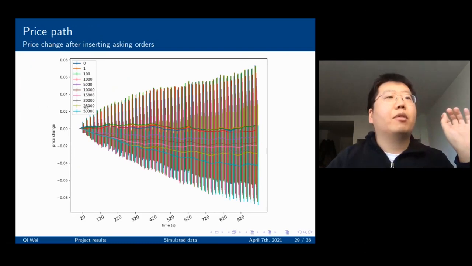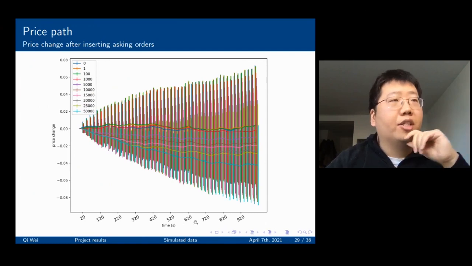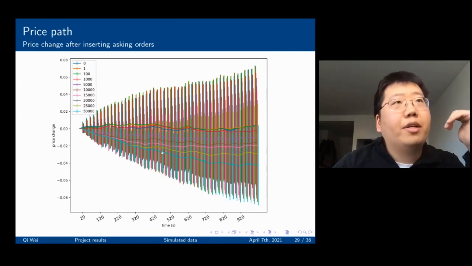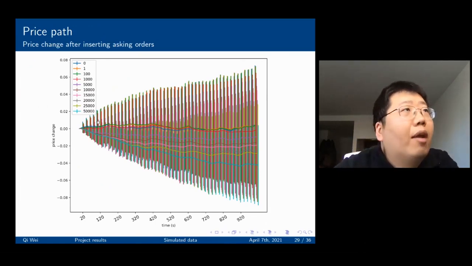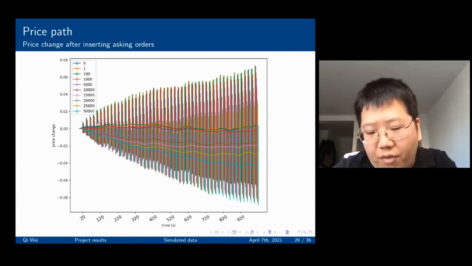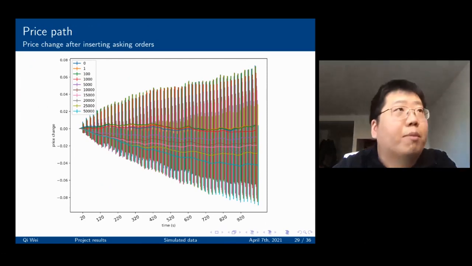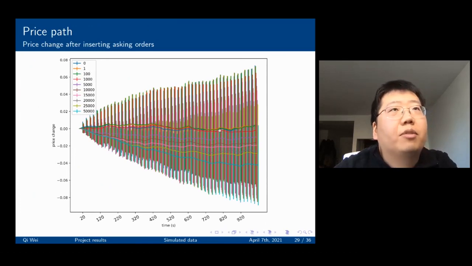Okay, let me explain. The vertical axis is the price change, and the horizontal axis is time. Each curve represents a different size of the orders. And this error bar is because we run 100 simulations and take the average. You can see this is 50,000, and the price is driven much lower, right? And this 25,000 is around here, and 20,000. You can see the smaller the orders, the less influence the inserted order has on the price dynamics. When the order size is small enough, basically you don't affect the price that much.